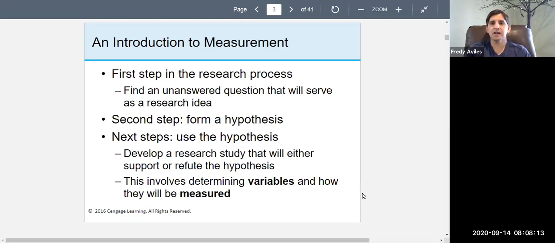So find an idea, some unanswered question. It doesn't have to be an unanswered question. It could be something that somebody else has done. You just do it in your own way. Second step, form a hypothesis. Once you have an idea, some kind of question, form a hypothesis. And then the next step, you need to use that hypothesis to develop your research study, okay? That will either support or refute the hypothesis. And when you do that, you need to think about variables. What are your variables? What are you actually going to be measuring, and how will you measure them? That's what today's chapter is about.